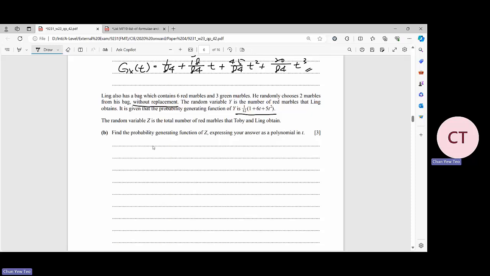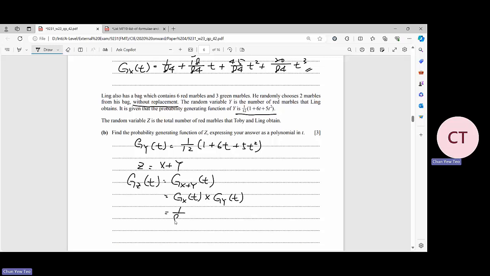Then now they give you the PGF for the Y as 1 over 12 of 1 plus 6t plus 5t squared. So now they say that Z is the total of X plus Y. Okay, so find the PGF for Z, expressing your answer as a polynomial. So G_Z(t) is equal to G_(X+Y)(t). It will be equal to G_X(t) multiplied by G_Y(t).